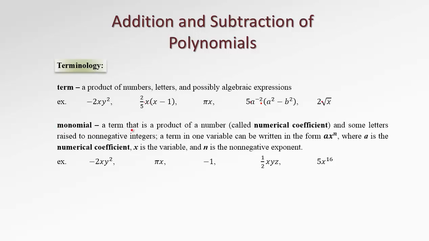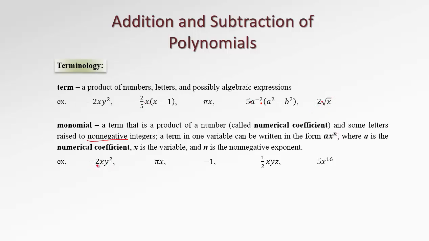A monomial is a term that is a product of a number, called the numerical coefficient, and some letters raised to non-negative integers. So a term in one variable can be written in the form ax to the n, a certain power of the variable times the coefficient a. In this notation, we assume that n is a non-negative exponent. Could be 0 or any positive integer, however not a negative integer. So with this definition, 2 root x is actually not a monomial, because the root of x is the same as x to the exponent 1/2, which is not even an integer. So that wouldn't be a monomial.